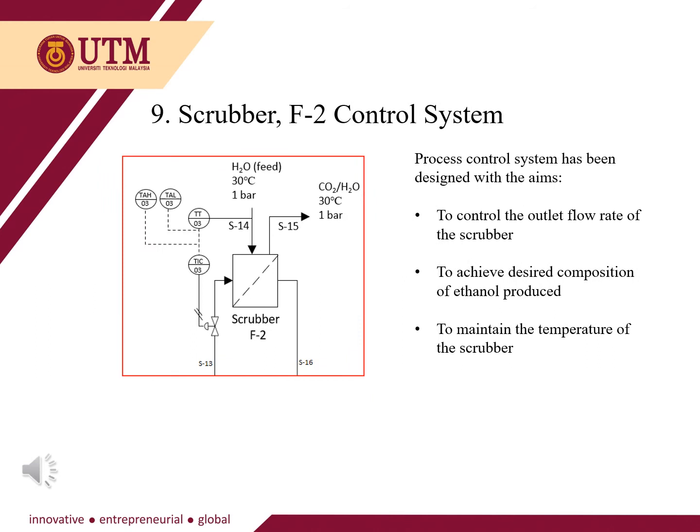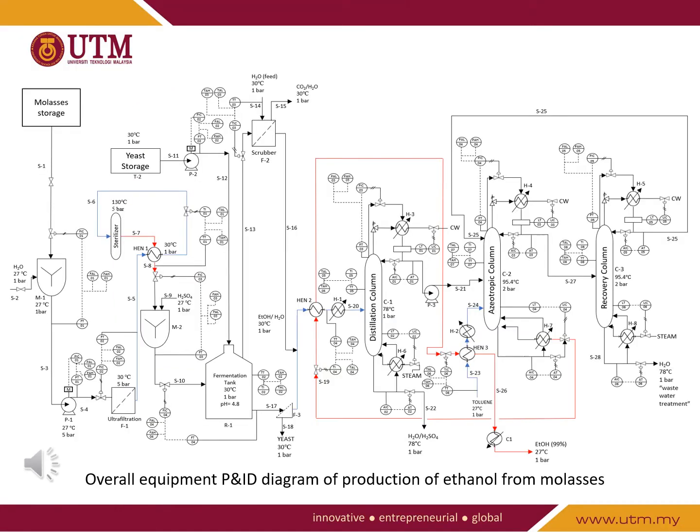Lastly is the scrubber control system. This scrubber is designed to absorb carbon dioxide from the mixture of carbon dioxide and ethanol. The process control system has been designed with the aim to control the outlet flow rate of the scrubber, to achieve the desired composition of ethanol produced, and to maintain the temperature of the scrubber itself. So, as you can see, this is the overall equipment P&ID diagram of production of ethanol from molasses.